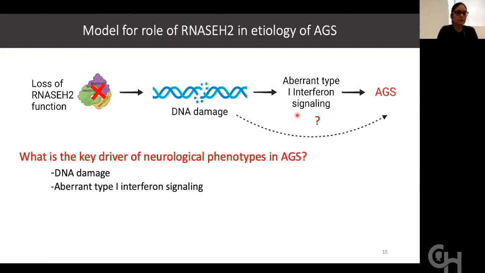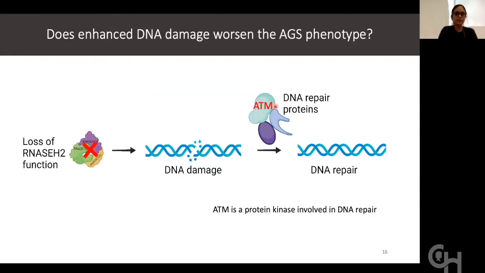Since we have a mouse model, we next asked, what is the key driver of the neurological phenotype in AGS? We wanted to understand if DNA damage is responsible, or if it is the aberrant type 1 interferon signaling that is driving the neurological phenotype. First we focused on DNA damage. As I've told you, loss of RNase H2 results in accumulation of DNA damage, and this DNA damage then activates DNA repair signaling, which either repairs the damage or results in cell death.